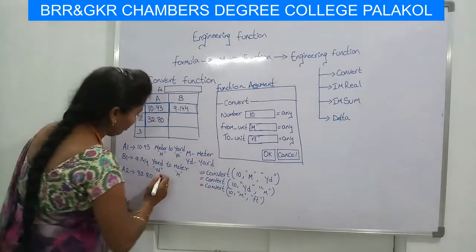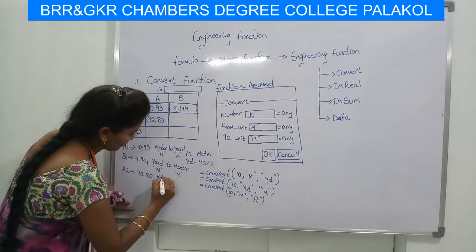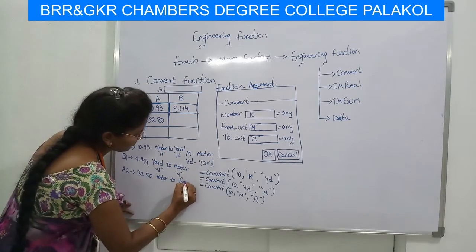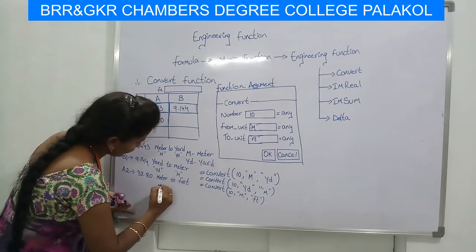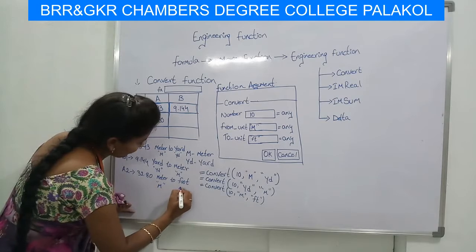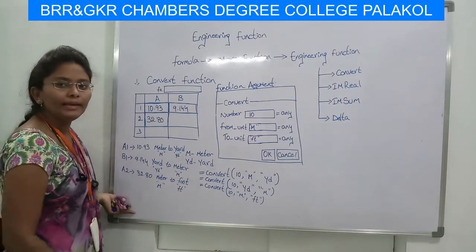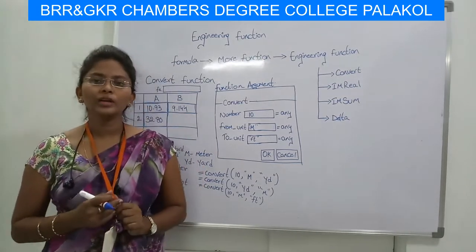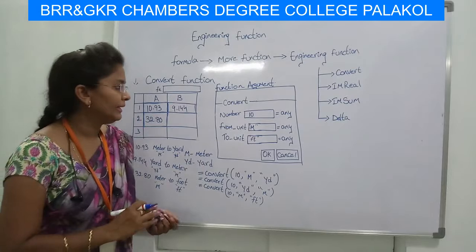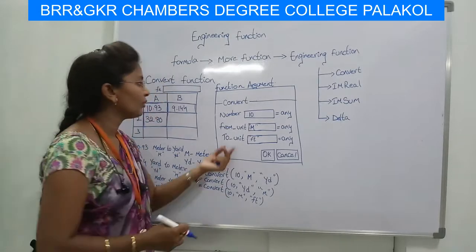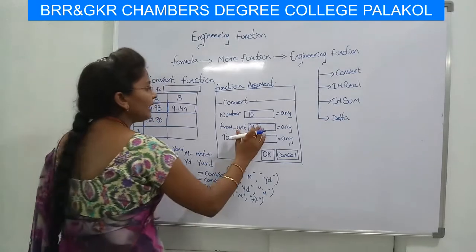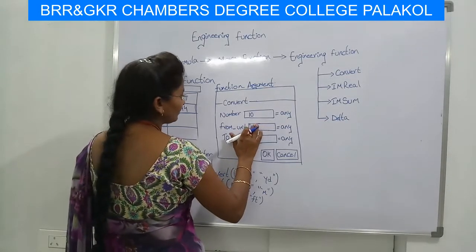Converting from meter to foot, the shortcut key is M for meter and FT for foot. And here I am taking another example. I want to convert gallons into liters. That means here, for the from unit, I have to take GAL as the shortcut.